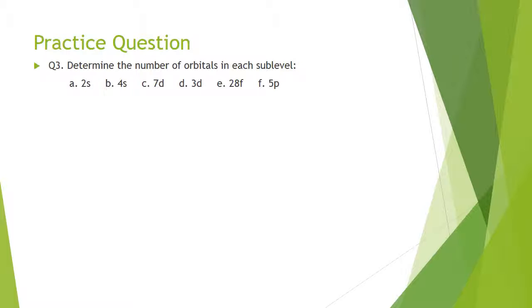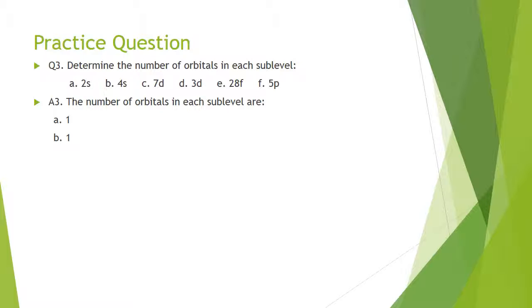All right, the first one there, the number of orbitals in each sublevel. A, the 2s sublevel, just 1 orbital. It's an s sublevel, so it's 1 orbital. B, the 4s sublevel. The fact that it's now 4s makes no difference. The only thing that matters is that it is an s sublevel, so that's 1 orbital.